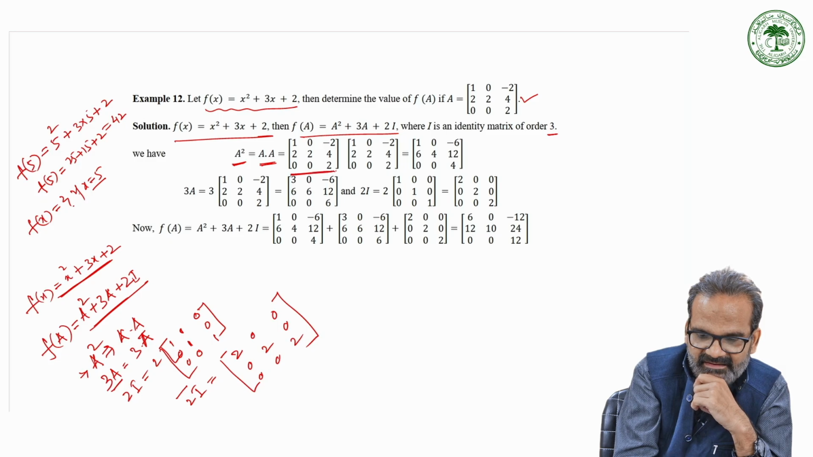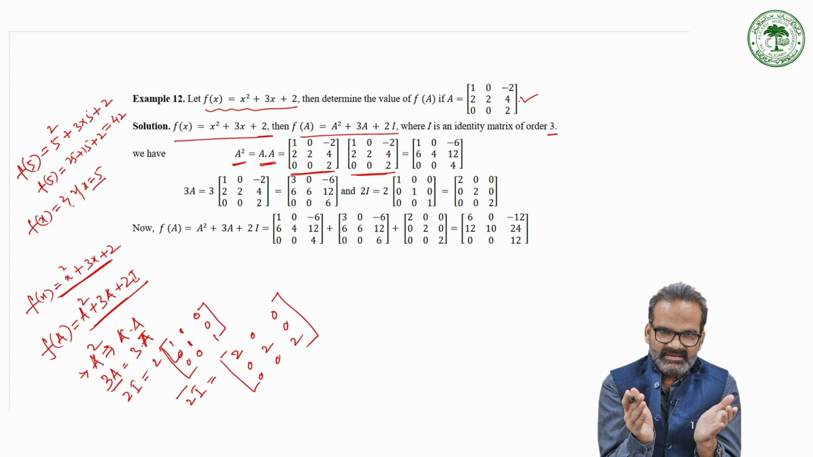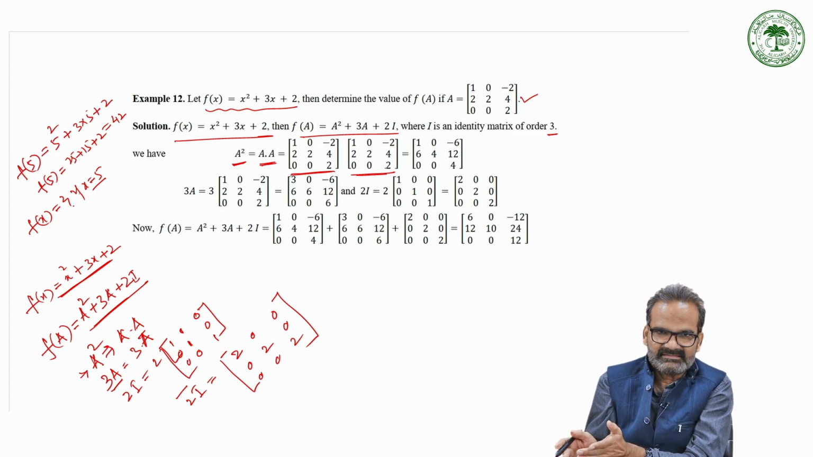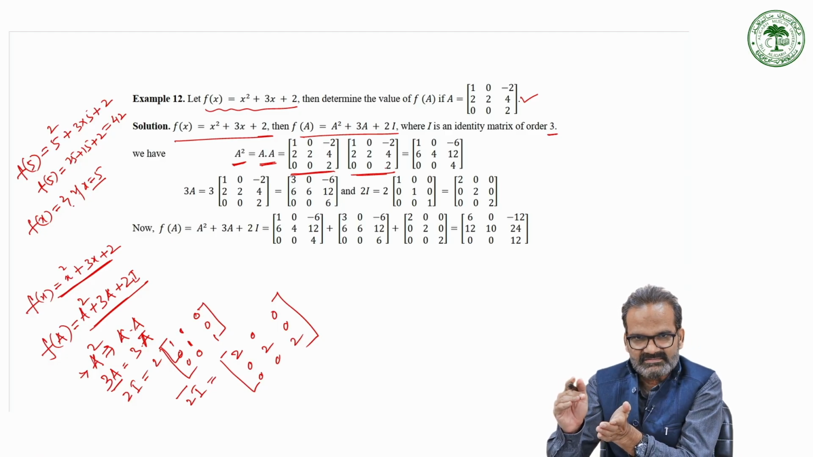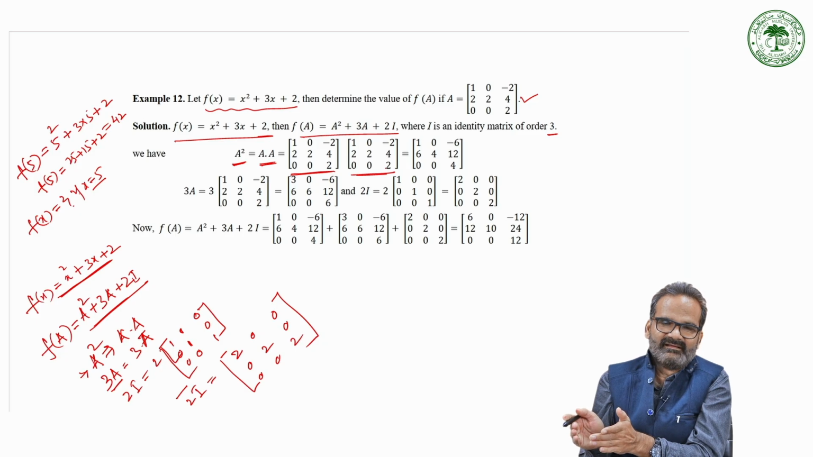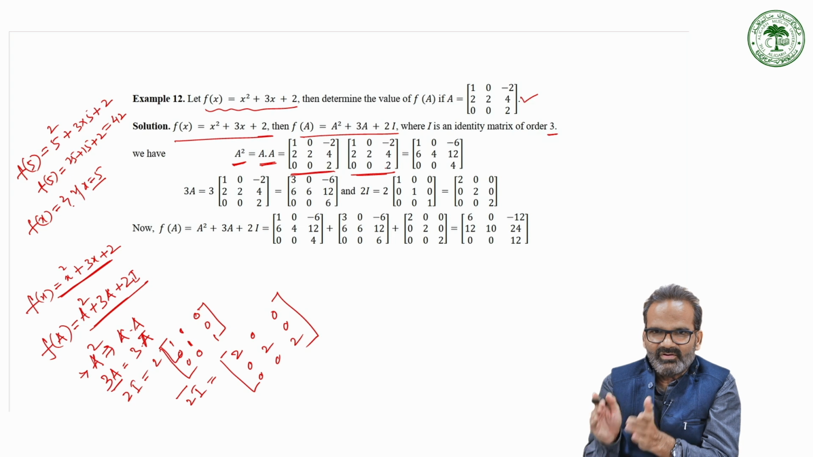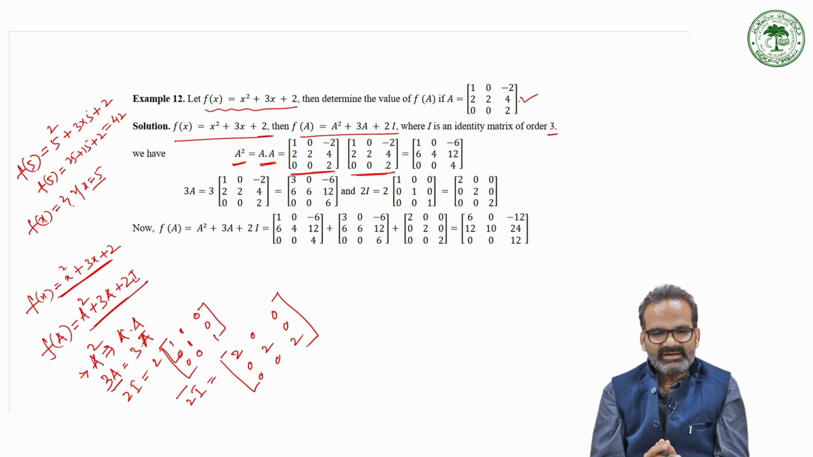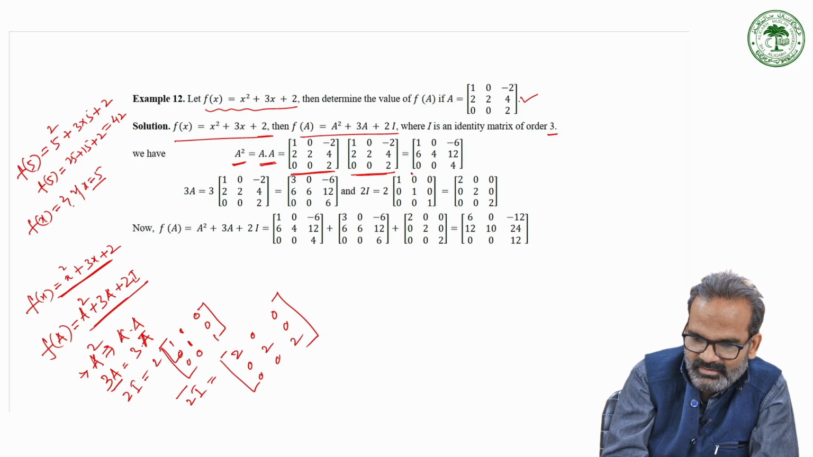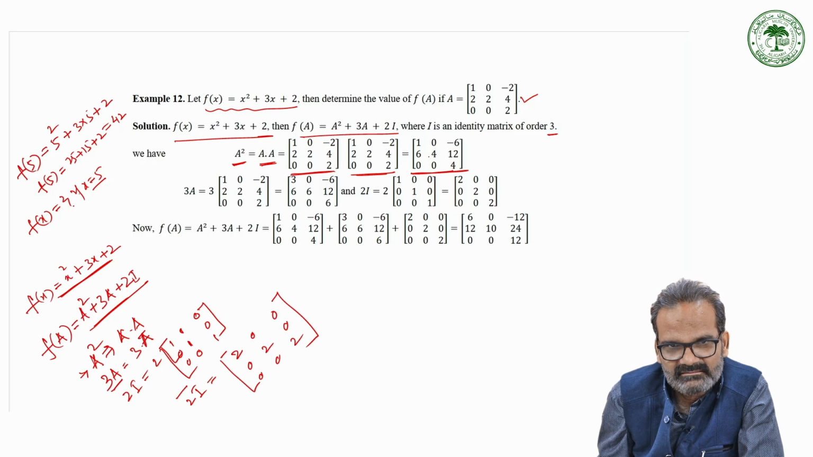Now A square means A into A. Multiply the matrix A with matrix A itself as usual. The first row of the first matrix should be multiplied with all the columns of the second matrix. Then take the second row of the first matrix and multiply it with all the columns of the second matrix. Then take the third row of the first matrix and multiply it with all the columns of the second matrix. So by using this operation, finally you will get the product A square as this matrix. So we obtained A square.